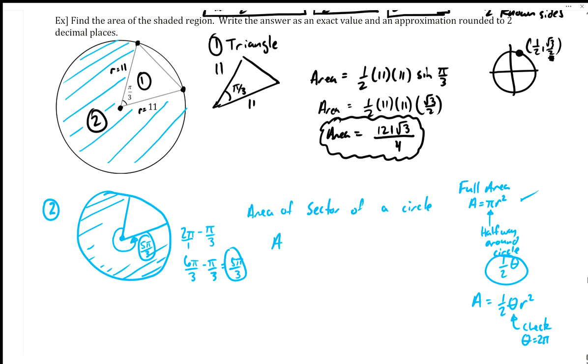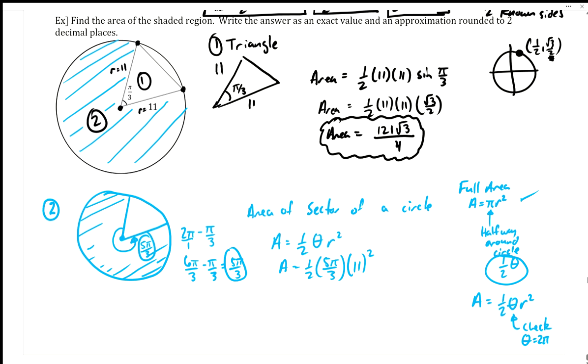Okay, so the area of the sector of the circle is 1/2 theta r squared, where theta in this problem is the 5 pi thirds. So we have 1/2 times 5 pi thirds. We still have the same radius as before. It's still 11, still getting squared. And then now we just need to do our order of operations on this.